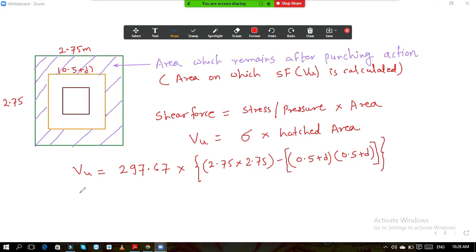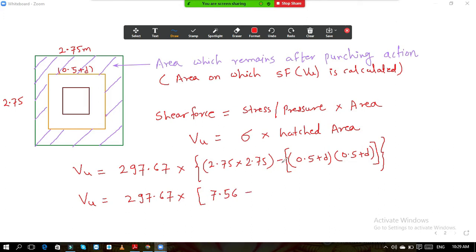Now if you solve this equation, then Vu is equal to, so multiply 297.67 inside this bracket, and we will get one equation in terms of d, in terms of effective depth. So how much is it? It is 297.67 into, in the bracket, 2.75 into 2.75. How much is it? This is near about 7.56.